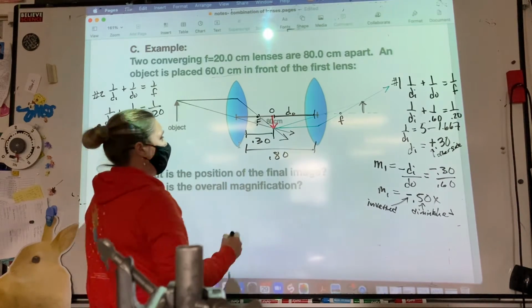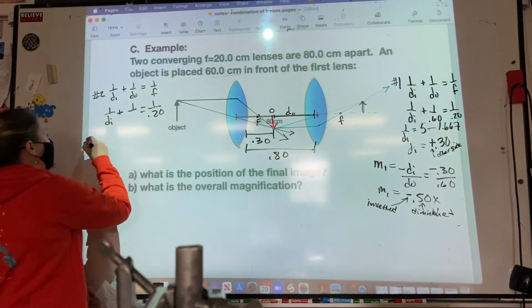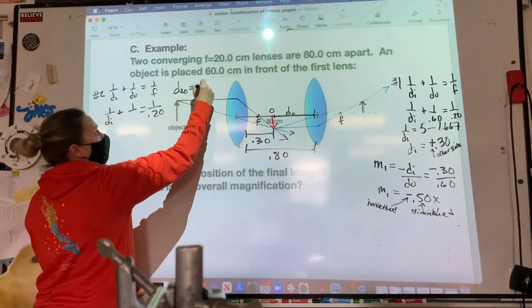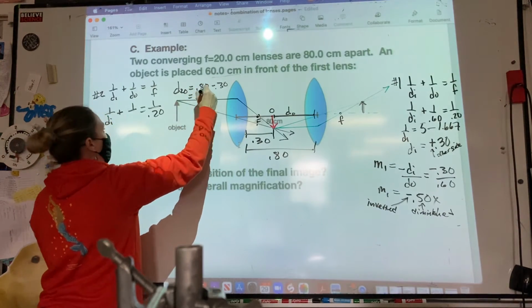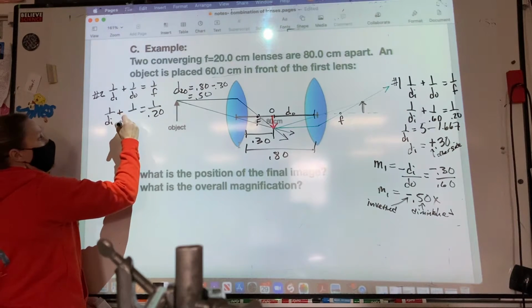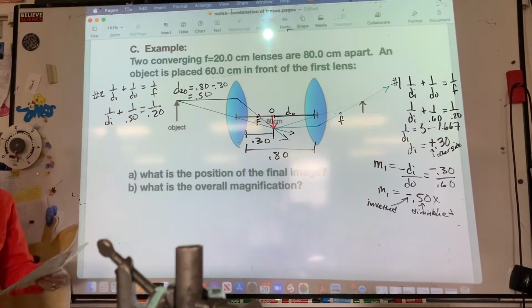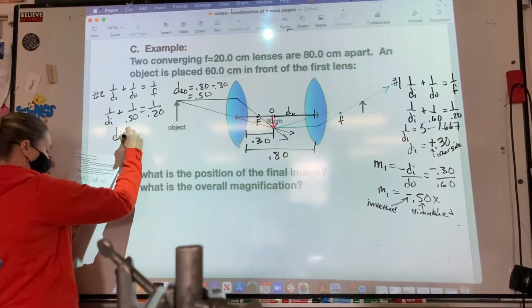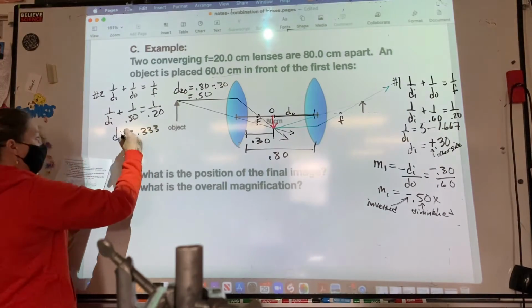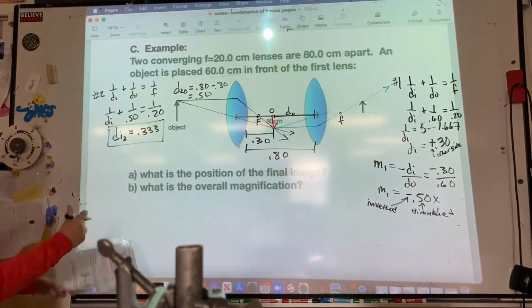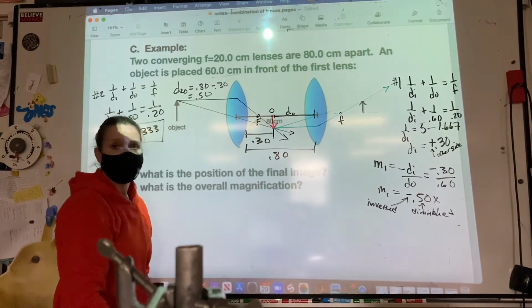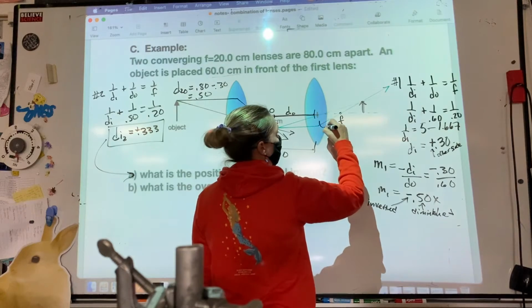Well, this is 0.80. So before you do anything, your do2 is 0.80 minus 0.30 equals 0.50. Okay? Yes? Yay. That's it. So now it's just plug and chug on that. And I'm just going to say di2 is 0.333. Hey, there's my answer. What is the position of the final image? 33 centimeters, and it's positive, to the right side of that, right? We just discovered this.